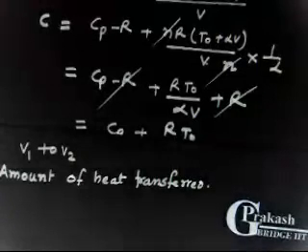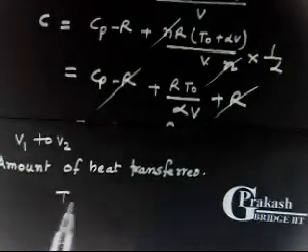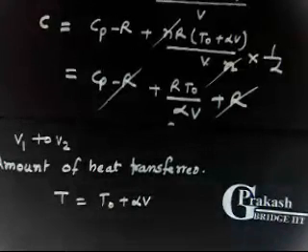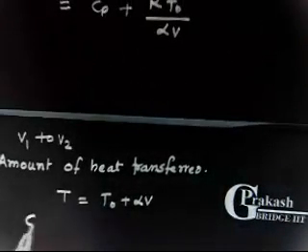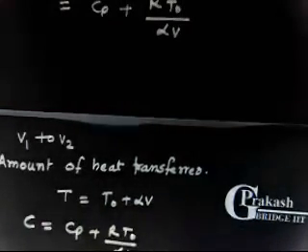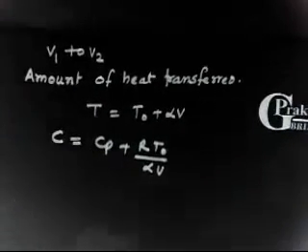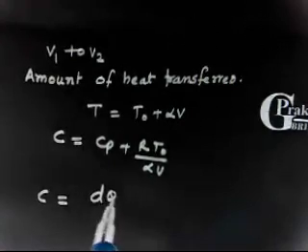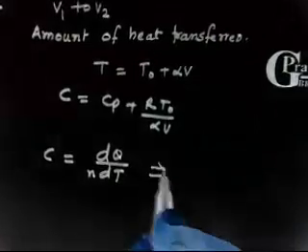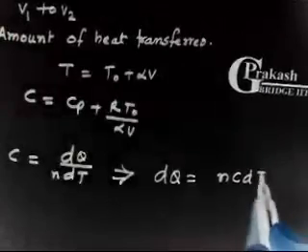So now how will we find the amount of heat transfer? This is simple. You see, our temperature is given by T naught plus alpha V, and now I know the heat capacity C. C for this is Cp plus RT naught by alpha V. This we have derived in the first part, and now I can use this. C is defined as dq by dt. Are you getting? So from here, I can write dq is equal to nC dT.